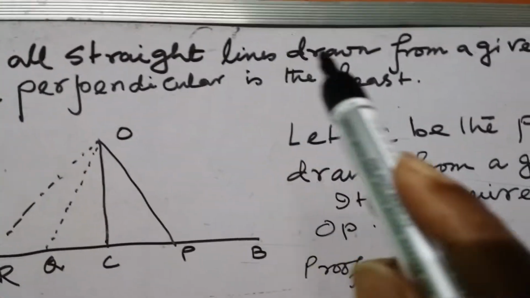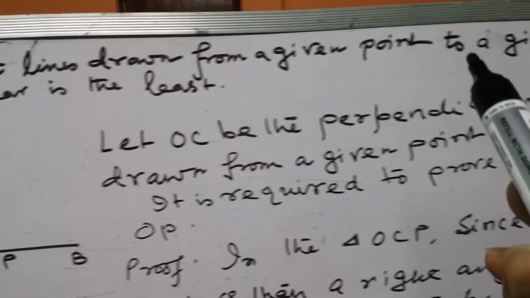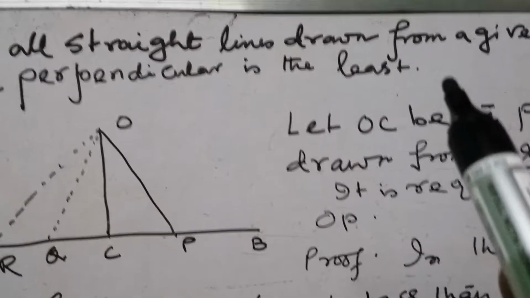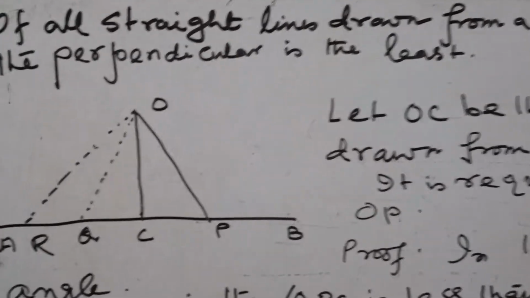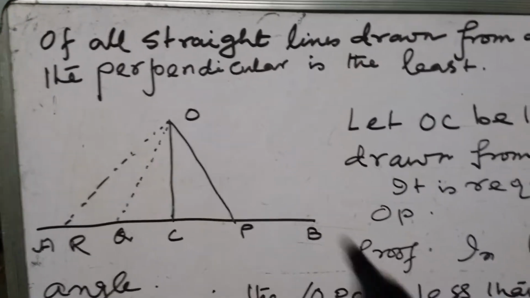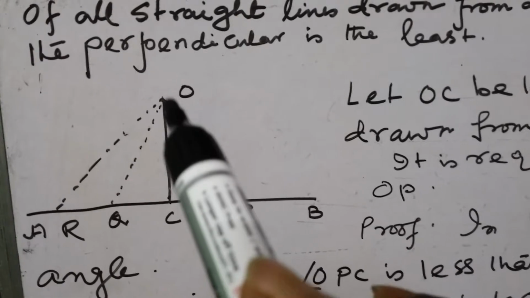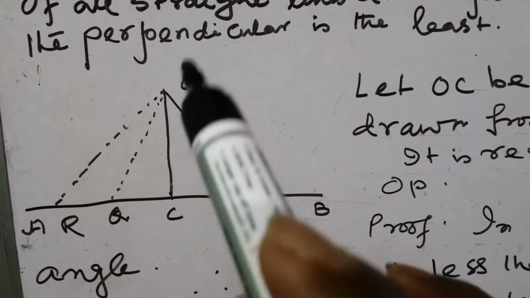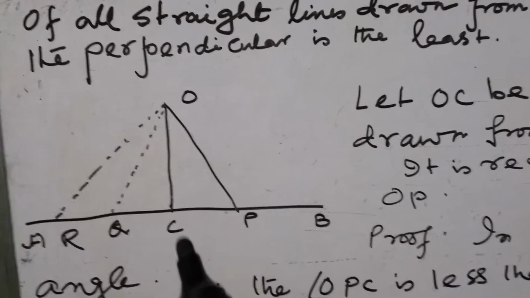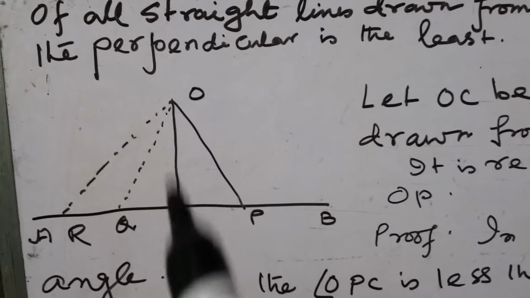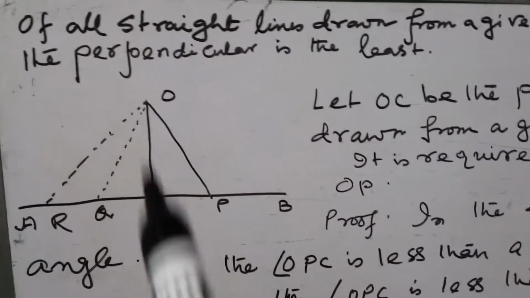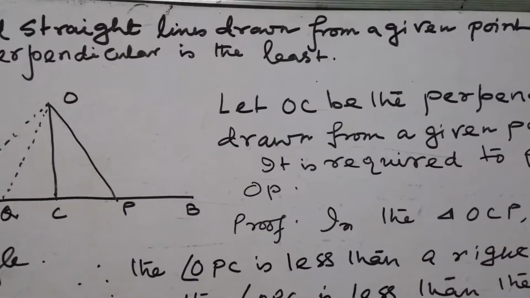Of all straight lines drawn from a given point to a given straight line, the perpendicular is least. That is my first theorem, which I am now proving. Of all straight lines from O, here is one straight line, here is another straight line, and here is another, and OC is perpendicular. Then you have to prove that OC is the least distance. Of any other straight line, this is the least distance.